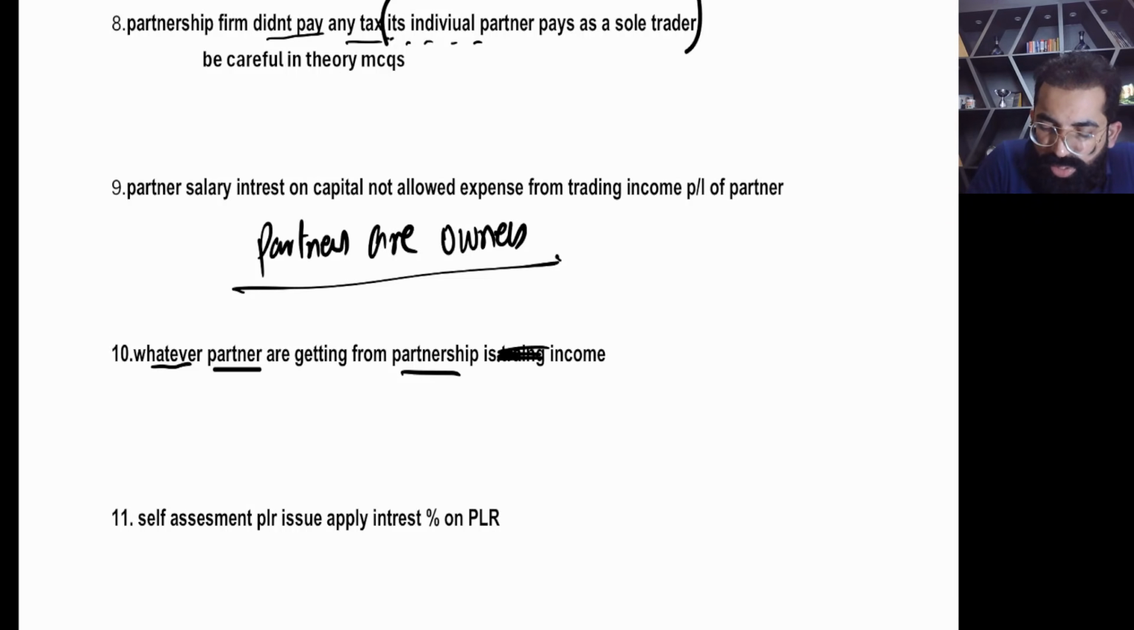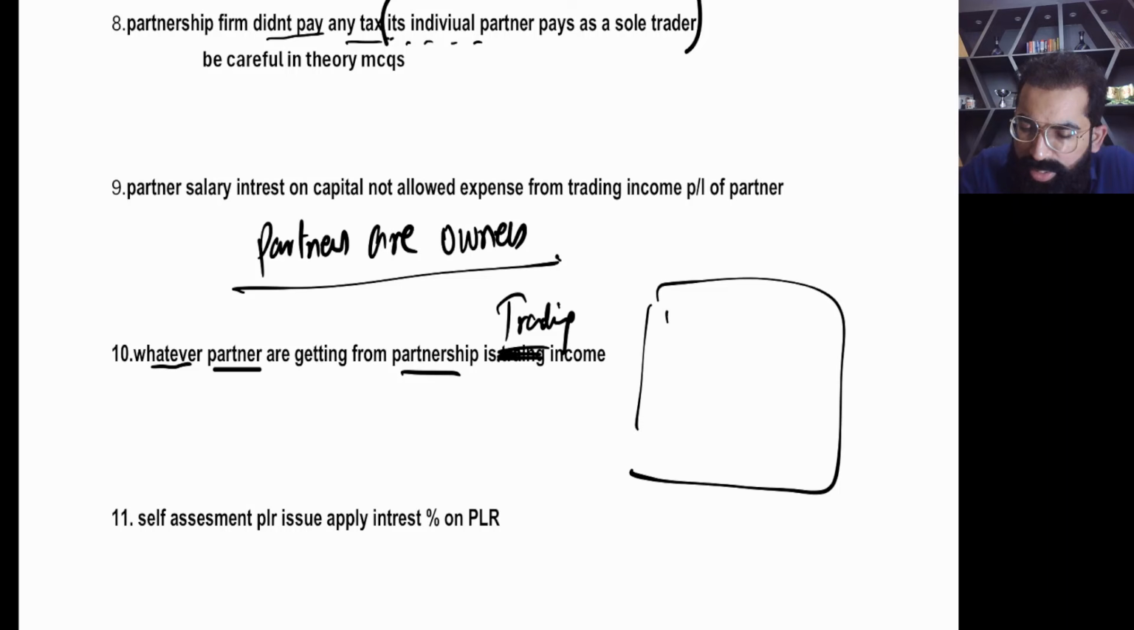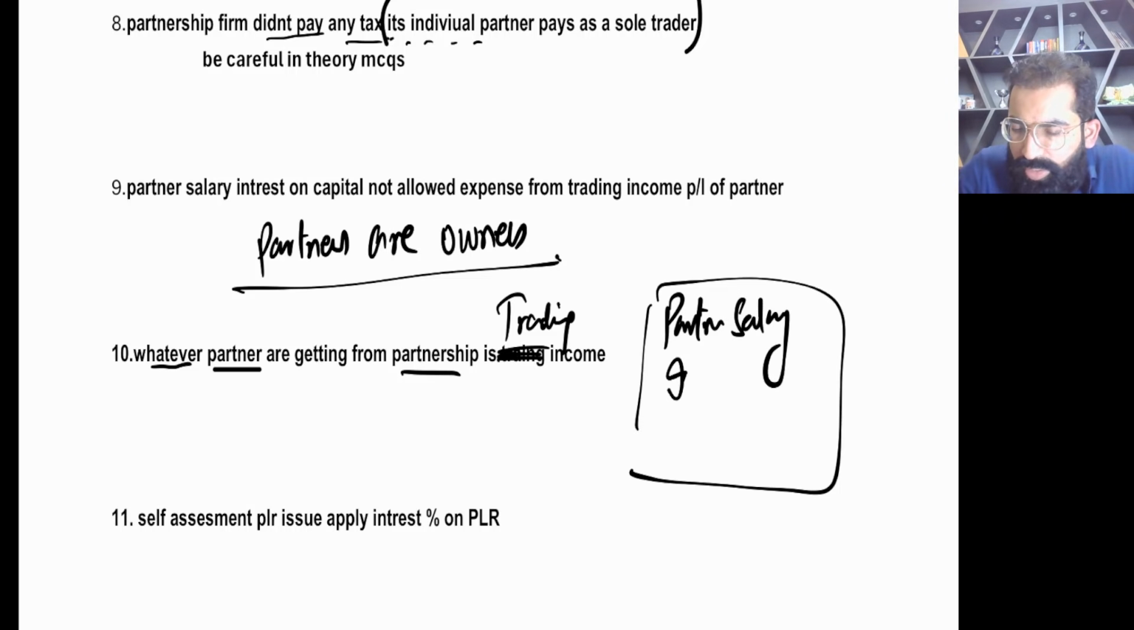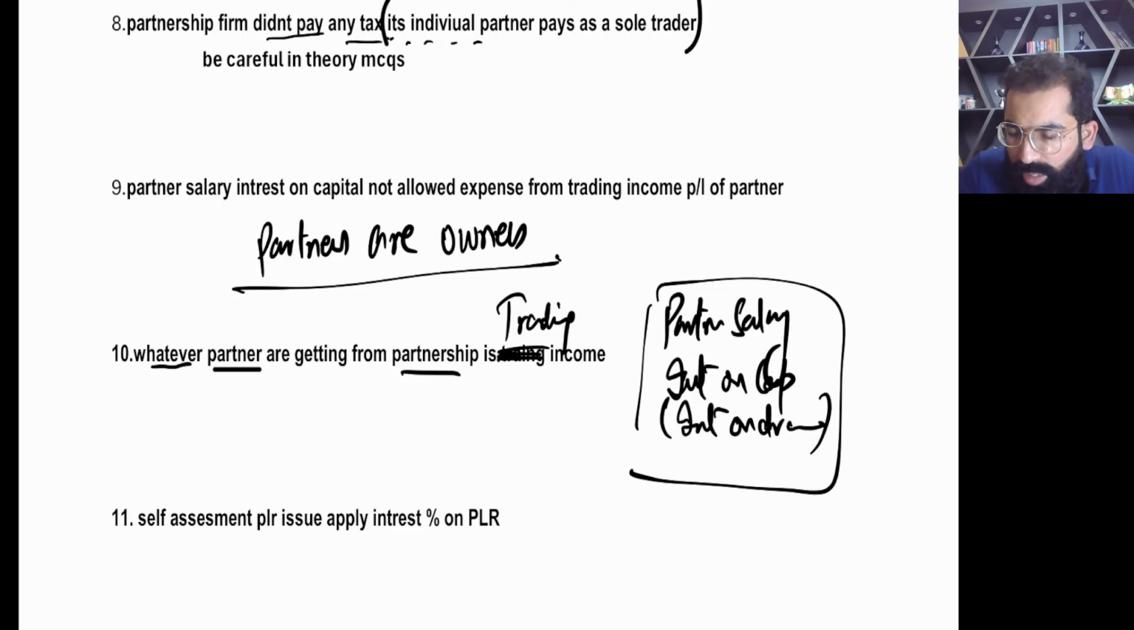It's not training, it's trading income. Because we do partnership for trade. We never do a job in partnership. So whatever you are receiving, remember this packet: the partner's salary, interest on capital, less interest on drawings. Then you have residual profit, RP. So all these things, the bottom line is trading income. This is your trading profit.